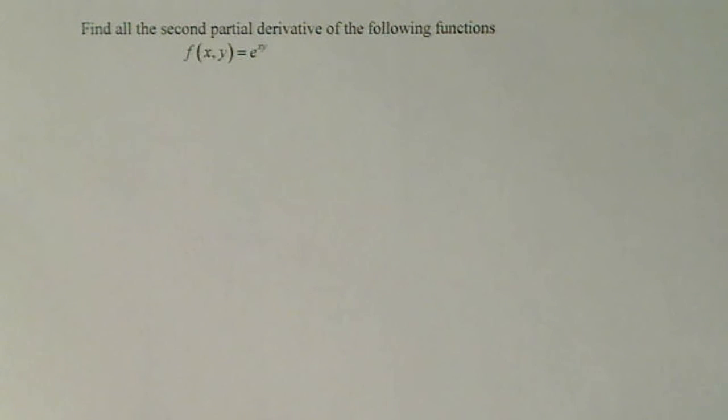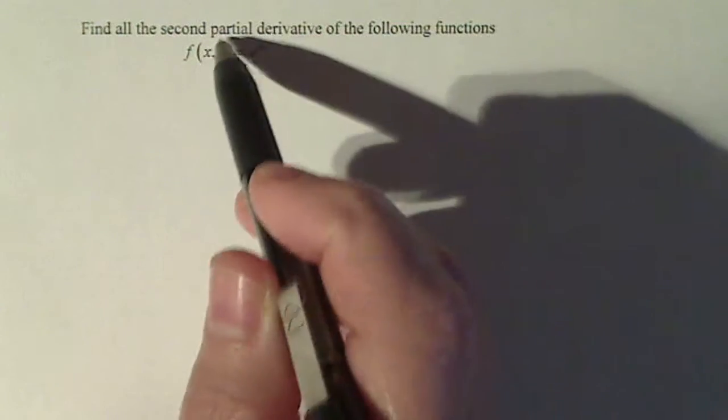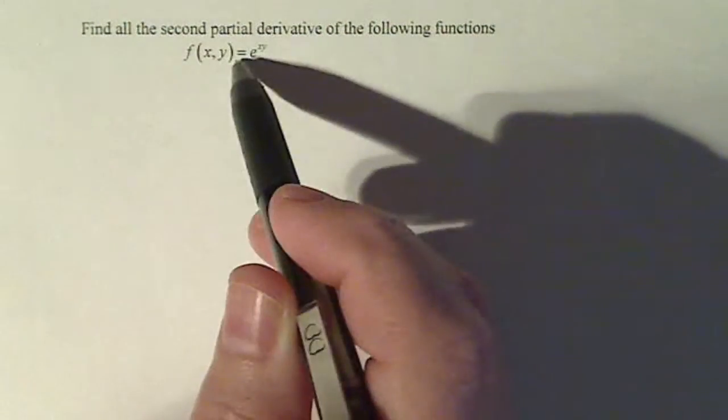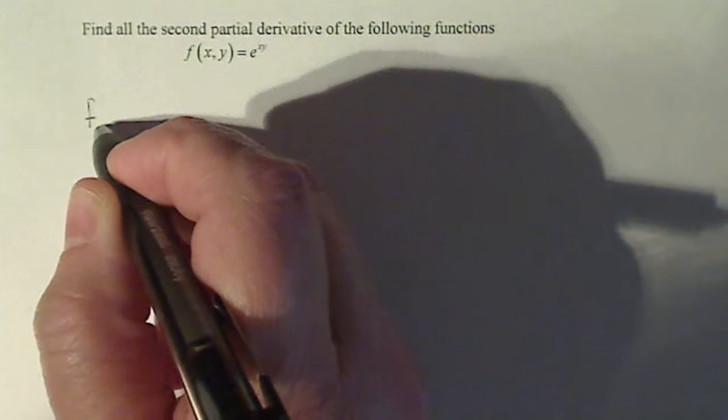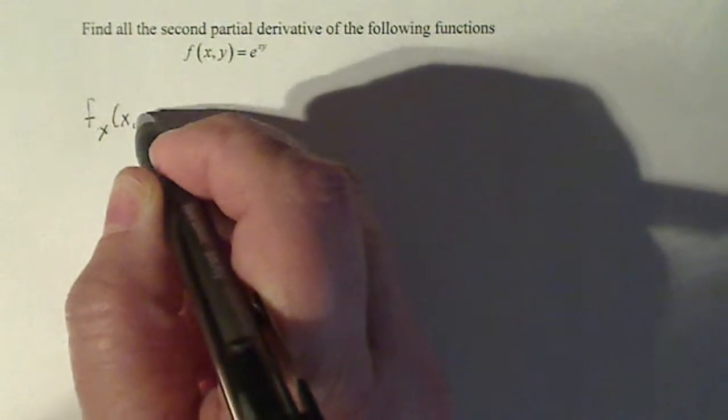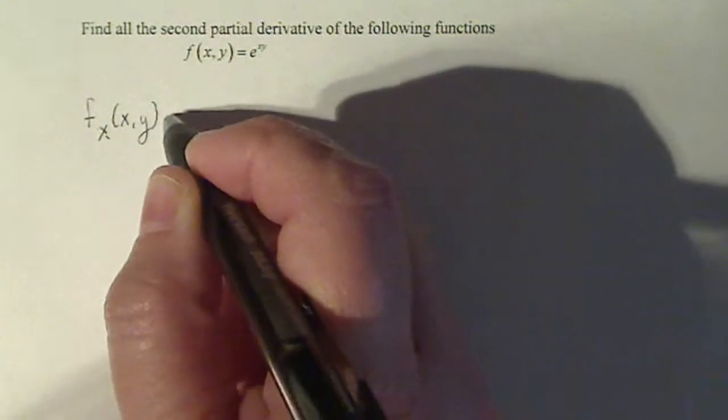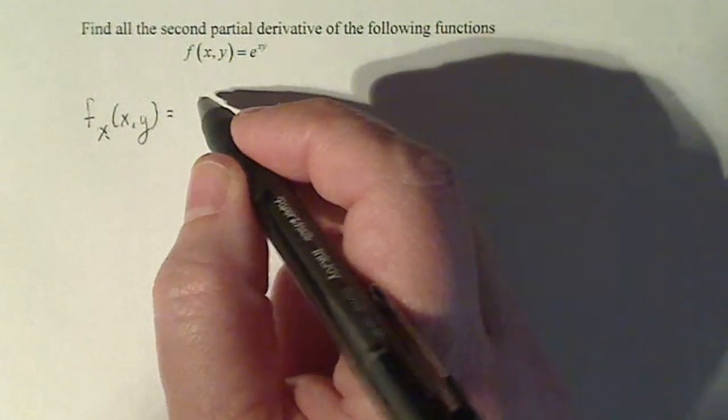All right, we're supposed to find all the second partial derivatives of this function here. So these are partial derivatives, multivariable function. So let's start out with, now we're doing second partial, so in order to do second ones, we need to start out with doing f sub x of xy and f sub y of xy. So f sub x first.